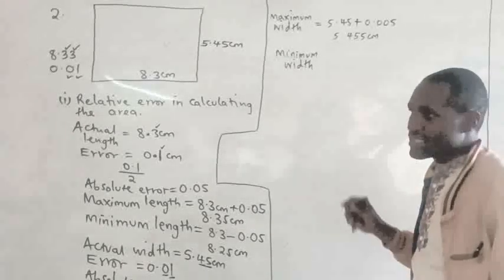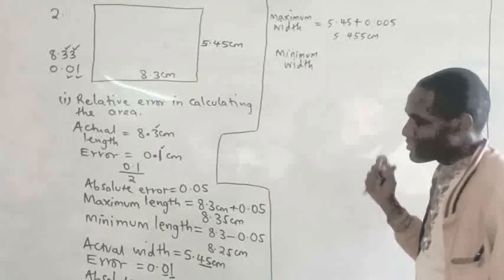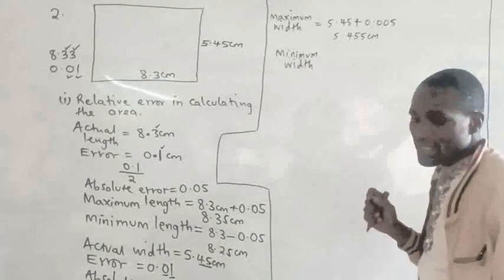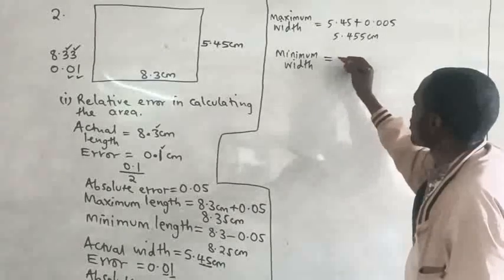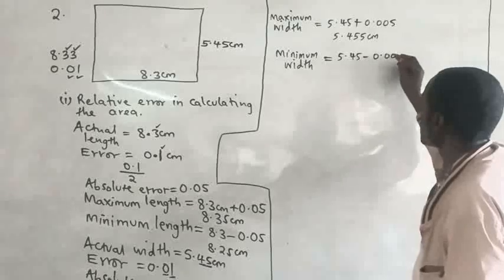Some steps can get skipped, as long as you ensure that the most important areas are captured in the work you are going to give to this examiner. So minimum width is going to be 5.45, then minus 0.005.